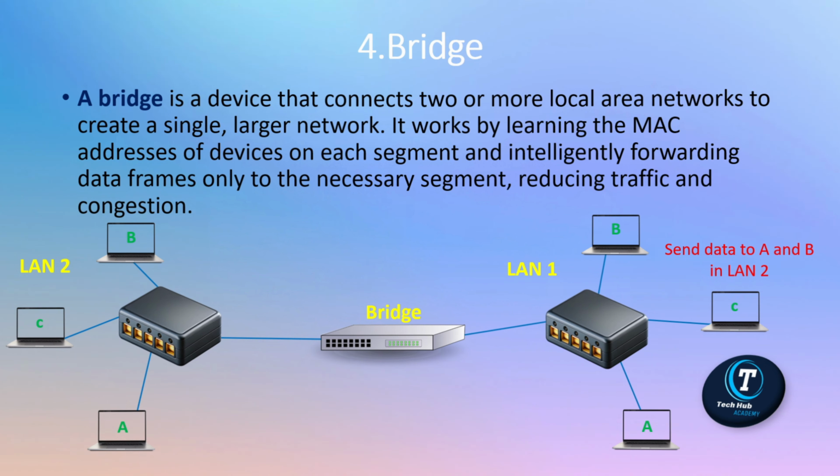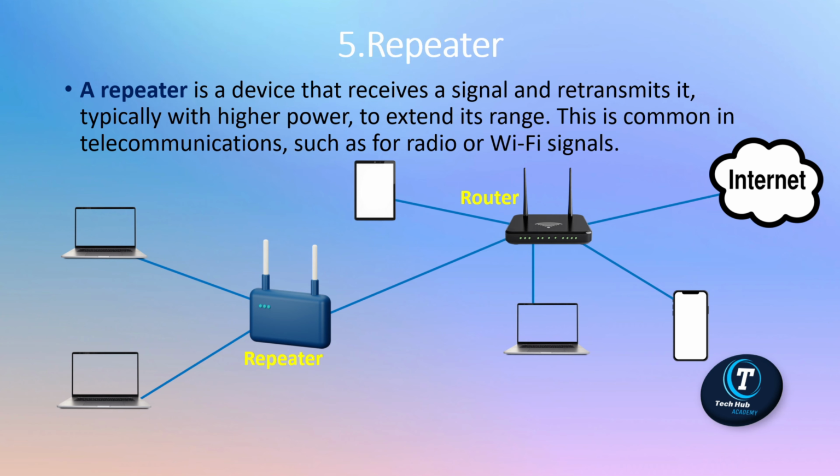Number 5, repeater. A repeater is a device that receives a signal and retransmits it, typically with higher power to extend its range. This is common in telecommunications, such as for radio or Wi-Fi signals. When a signal travels over long distances, it gets weak. A repeater boosts it so it can go further. This is common in Wi-Fi networks to extend coverage; for example, a Wi-Fi extender in a large building is a type of repeater, used in both wired and wireless networks to keep connections strong.